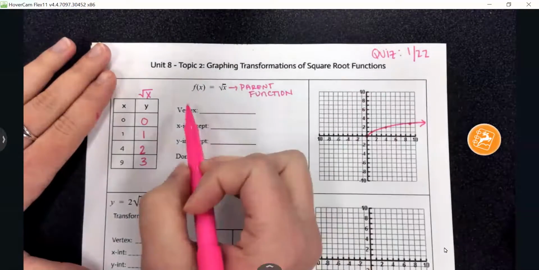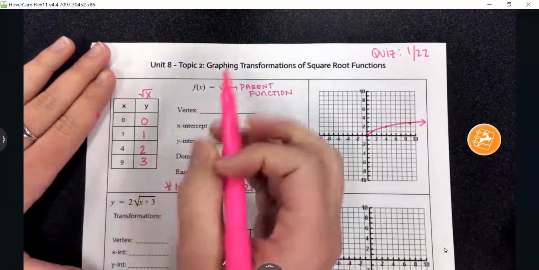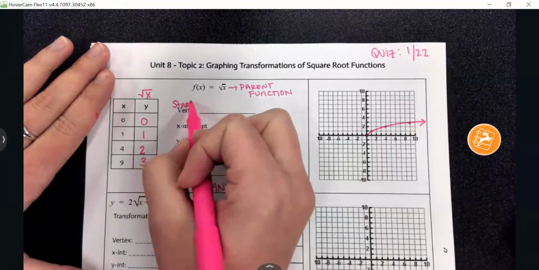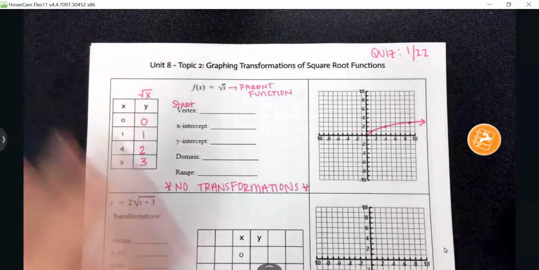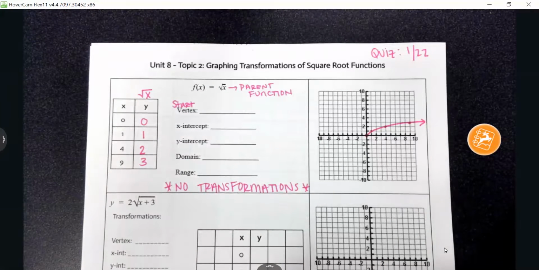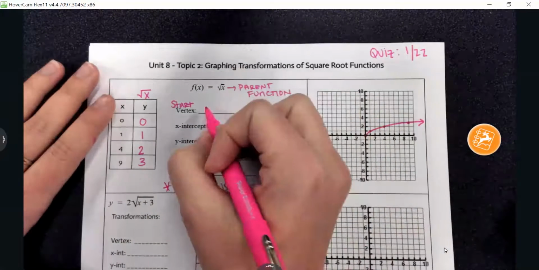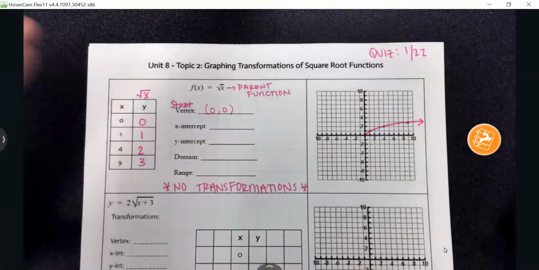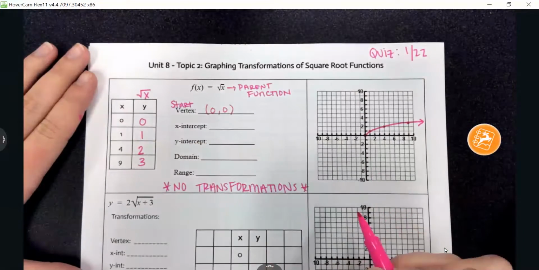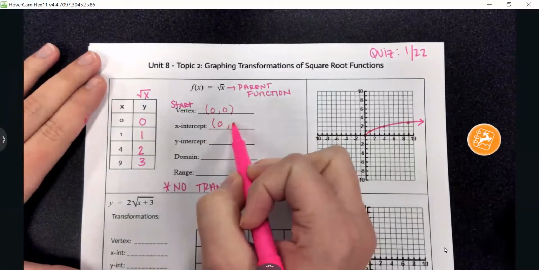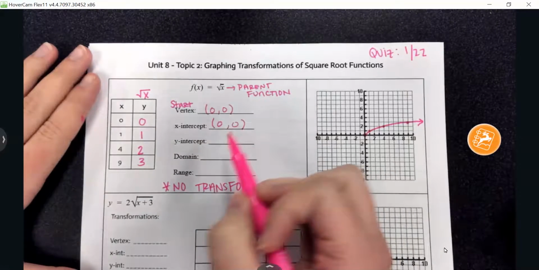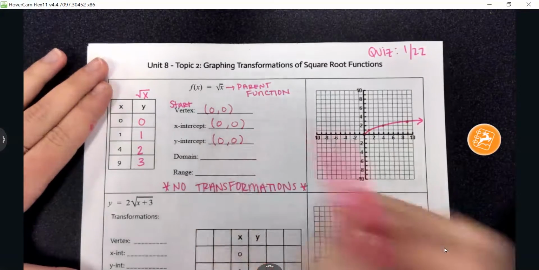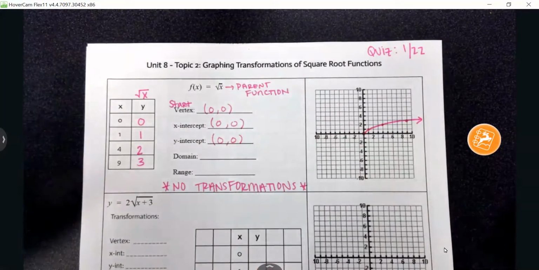Now, I told you the other day that some people call it a vertex, some people call it the start point. So if you want to write start on top of it, write that. Where does this graph start? 0, 0, very good. So it starts at 0, 0. What is the x-intercept? I better have 2 numbers, 0, 0. What's my y-intercept? 0, 0.